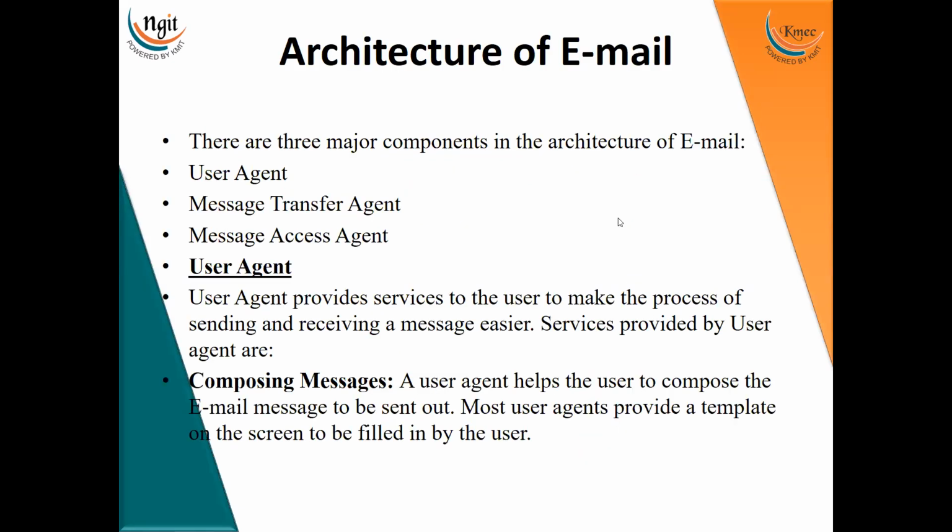Now we'll continue with the architecture of email. There are three major components in the architecture. We have already learned the user agent, message transfer agent, and message access agent. What is a user agent? The user agent provides services to the user. Whenever we have a transmission of data between the sender and receiver, the first level is handled by the user agents.